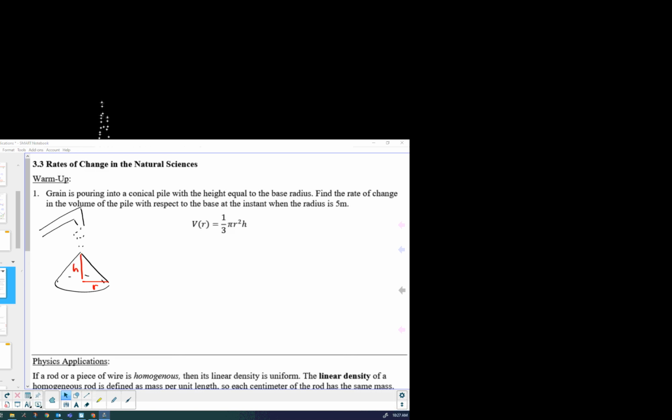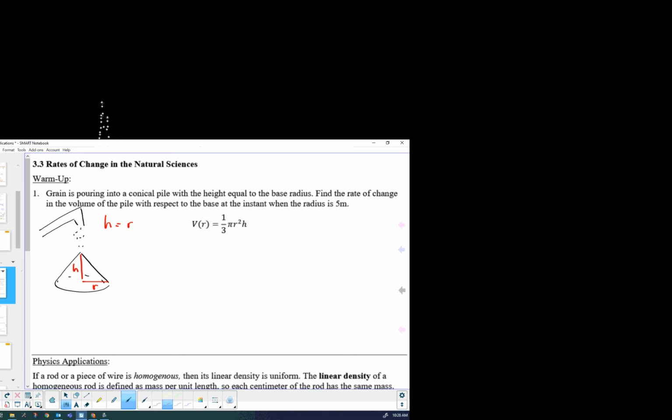To make things simpler for us, we're saying that the height is equal to the radius, which is important because if I'm going to take the derivative of this, I'm looking at how does my volume change as my radius changes. But the height is also changing. So if I have 3 or more things changing, then I would have to actually use a product rule to take this derivative. But that's more complex than we want to get yet. We'll get there in a couple days.